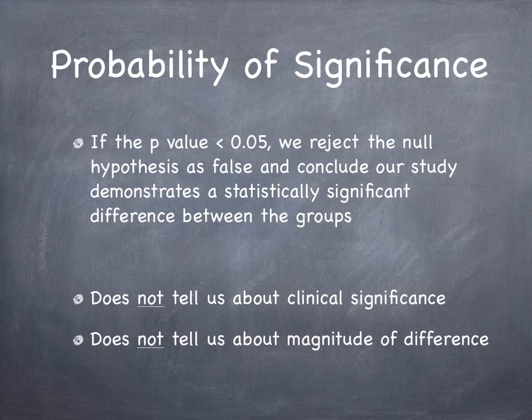Remember our jelly bean example from the start of this session, where no link was found between jelly beans and acne because the p-value was greater than 0.05? The null hypothesis in that study was not rejected. This p-value does not tell us about clinical significance, nor does this p-value tell us about the magnitude of difference between two groups.